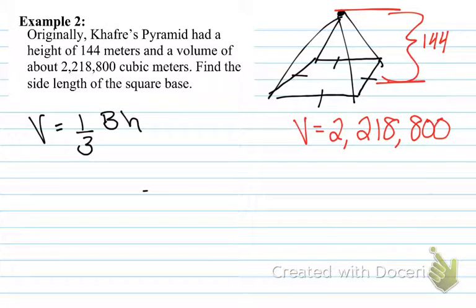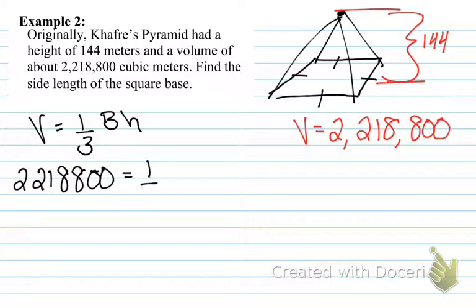So let's go ahead and plug in what we know. We know the volume of this pyramid is 218,800. That's going to equal 1/3 big B times the height of 144. So I'm going to multiply the 1/3 times the 144. I'm going to get my calculator on that one. 144 divided by 3 is 48. So when I multiply the 1/3 times 144, I get 48.